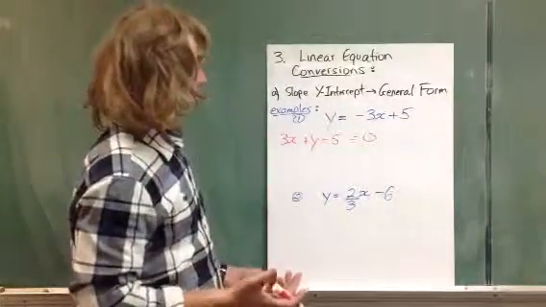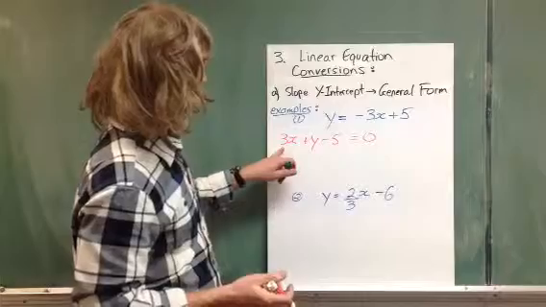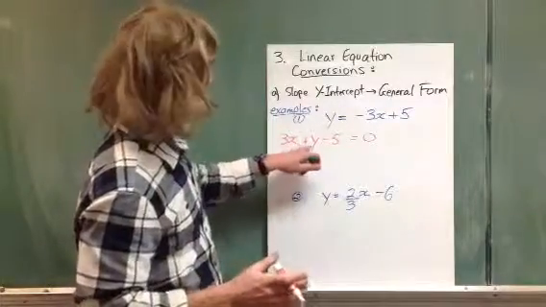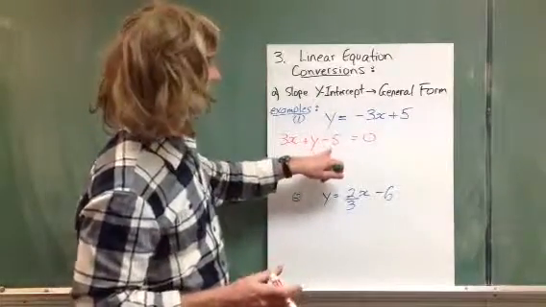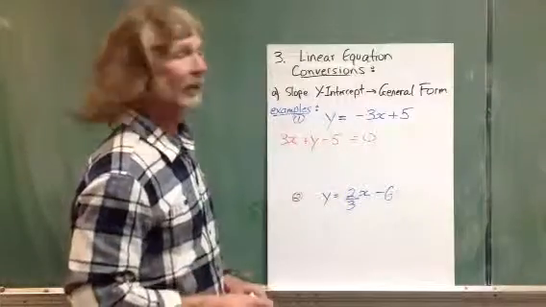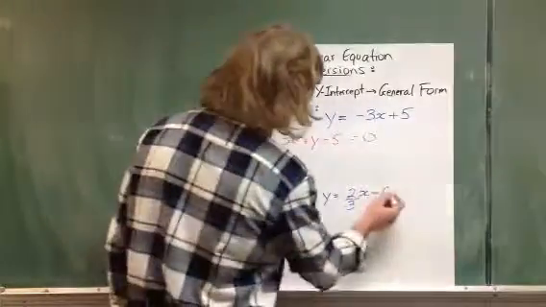Okay? Now, let's just make sure it's in proper form. Well, that's a natural number. That's an integer, invisible 1. And that's an integer, negative 5. It's all good. We're done that one. Okay, how about this one?